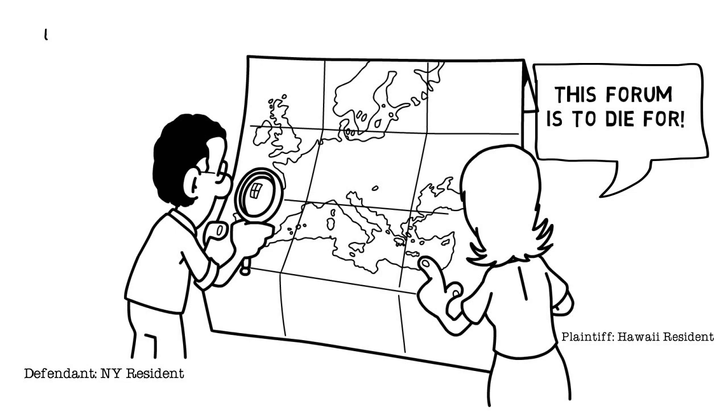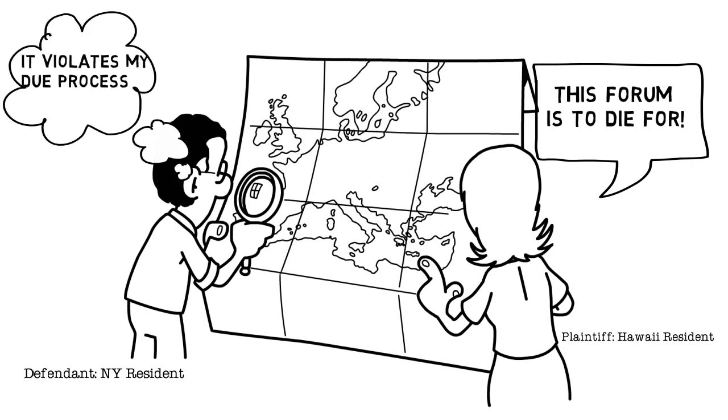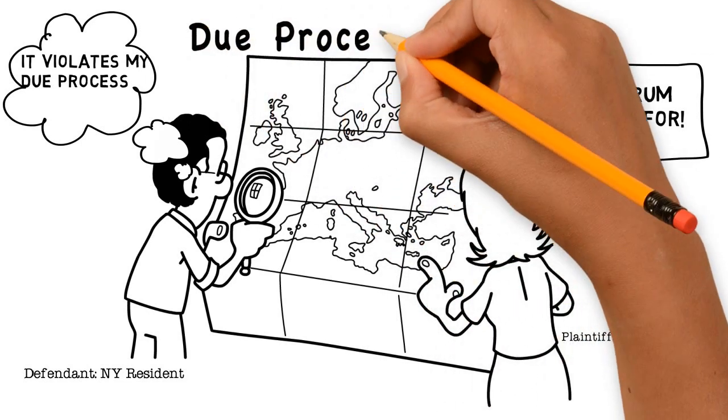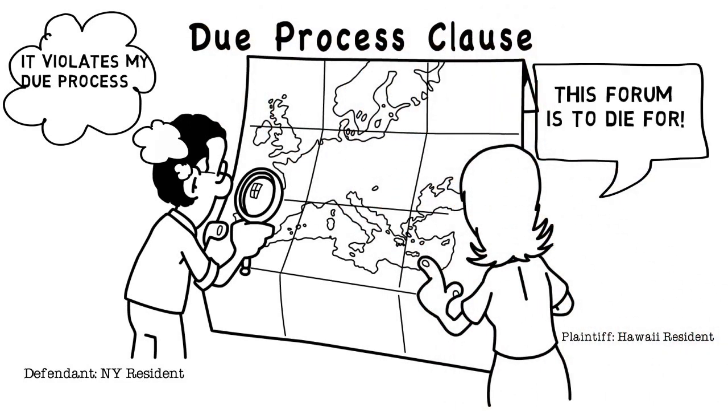The specific constitutional standard that must be met is the Due Process Clause of the 14th Amendment. The Due Process Clause essentially requires that the court be fair and reasonable when it reaches out to hear a case involving an out-of-state defendant.